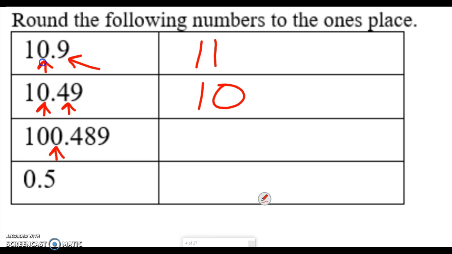Again, in this problem, we are rounding to the ones place, so we look at the tens place. It is a 4, so we round off. And in this last one, we are rounding to the ones place. We look at the tens place, and the tens place is a 5 or greater, so we round up. So those are your answers, and that is how you round.